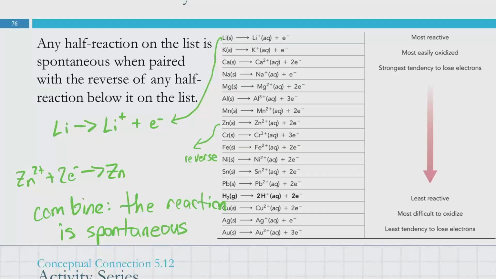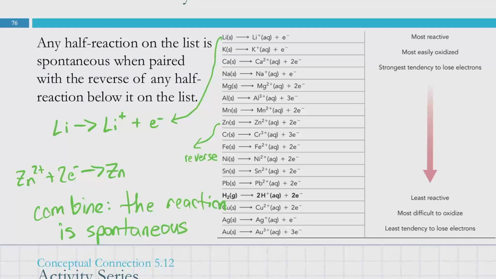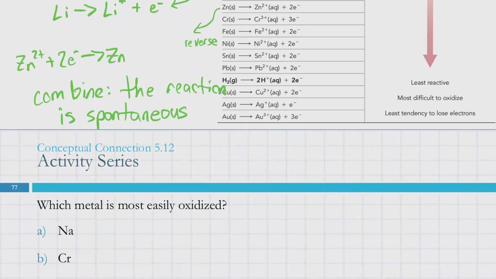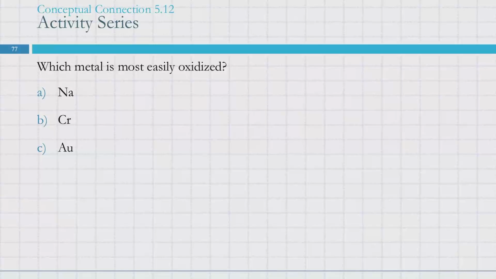So those are maybe some things that you could cue into your brain to remember. Really reactive stuff up at the top, like lithium. Lithium, if you drop it in water, reacts, fizzes and stuff. Gold and silver, not very reactive. Okay, so which of these metals is most easily oxidized? Sodium, chromium, gold.